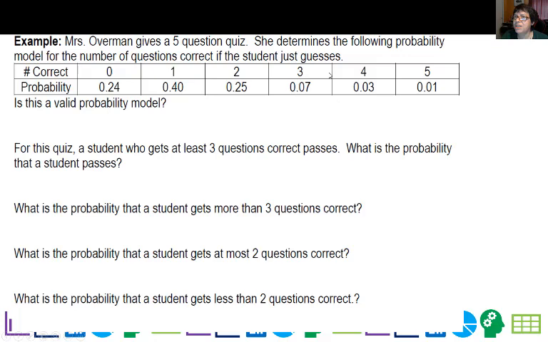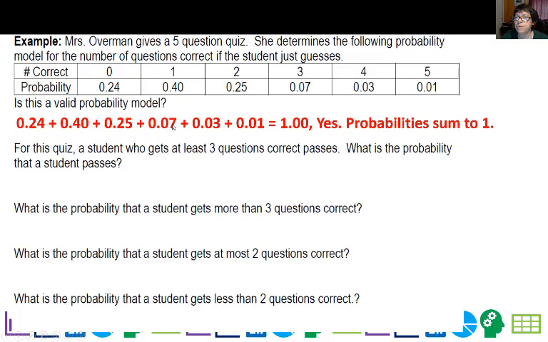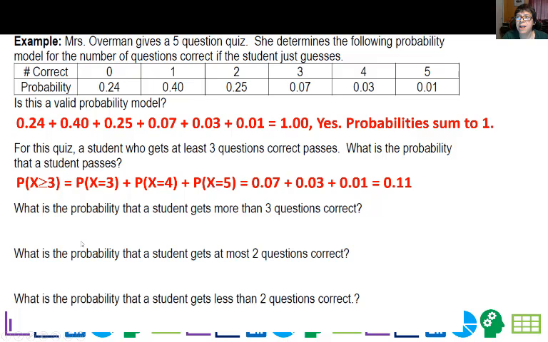Do these all add up to 1? Well, we add the 0.24, 0.40, 0.25, 0.07, 0.03, and 0.01. Yes, they do add up to 1. Now, for this quiz, we're going to say a student who gets at least 3 questions correct passes. So what's the probability a student passes? Well, that would be these kiddos right here. So we just add up the probability for getting 3 right, 4 right, or 5 right. In this case, we would expect 11% of kids to pass this quiz if they were just guessing.